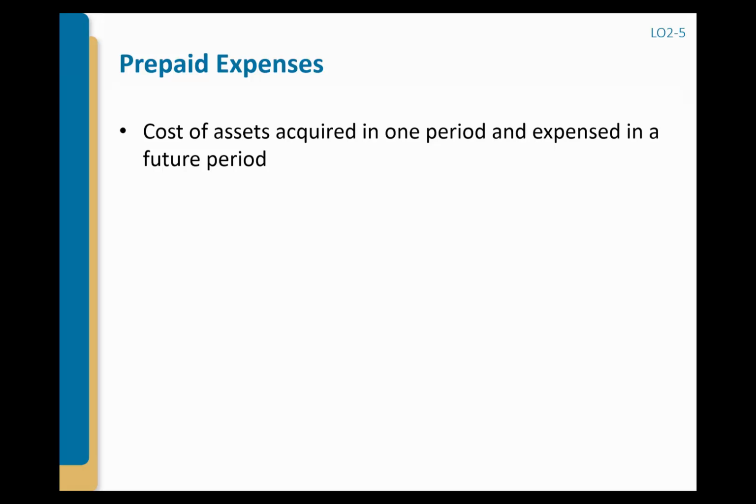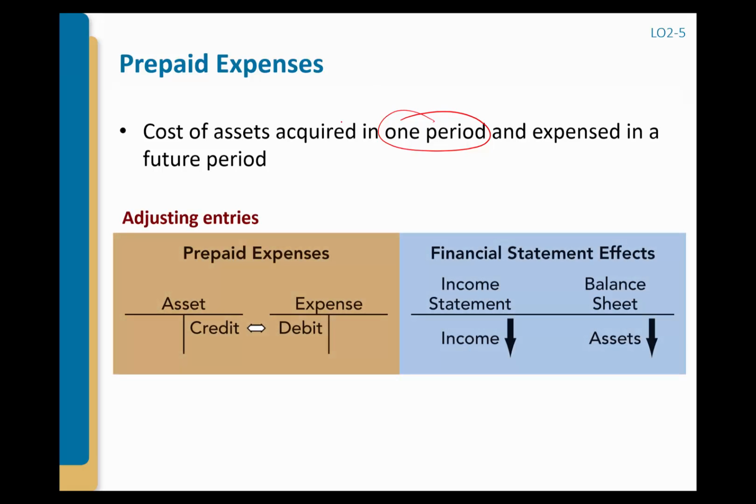So here we have the cost of assets that we acquire in one period, but we can expense them throughout future periods. So in our adjusting entries, we would record our expense and reduce our prepaid expense. Do not forget that prepaid expense is an asset. When you actually record it, you would debit prepaid expense and credit cash for the amount, let's assume $1,000 here.